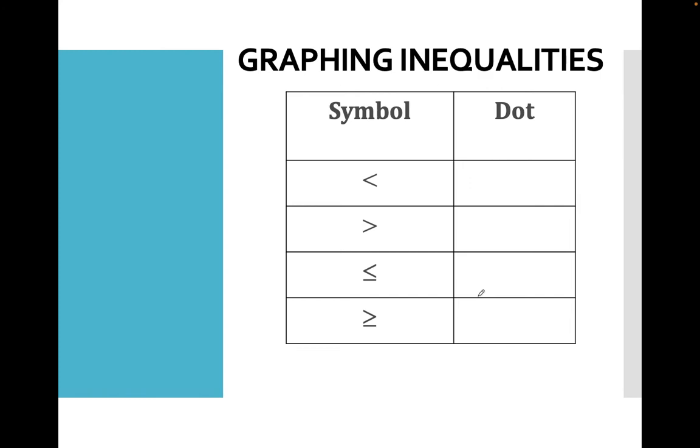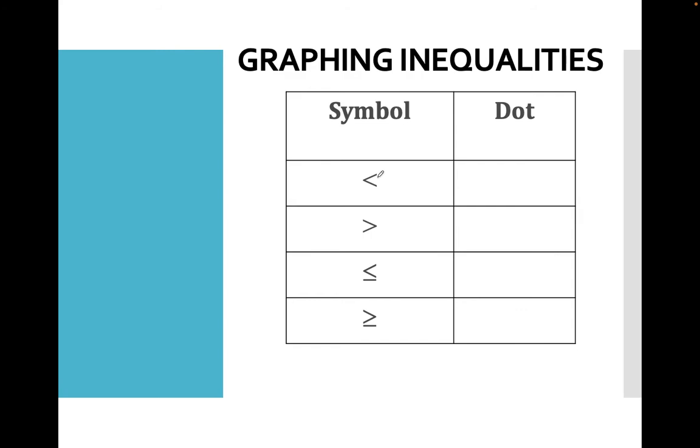But first thing we need to know is when I'm graphing this on a number line, I'm going to start by putting a dot on or above the number that's in my inequality statement. Now, since we have different types of inequality symbols, we have to have different types of dots that indicate which inequality symbol I will be referring to.